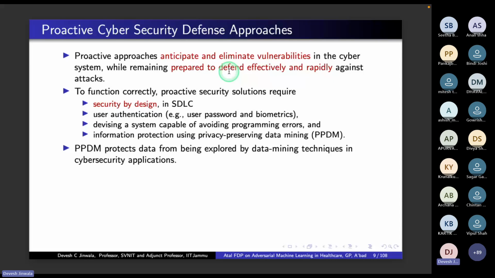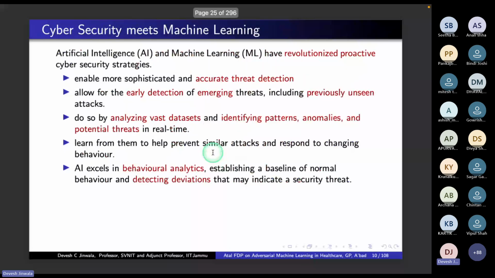And therefore we need to use security, we need to use machine learning when devising security mechanisms. And that is largely based on privacy preserving data mining approaches, which centers around investigating data patterns, looking at data, and then based on that, anticipating how a system could be attacked. So that's where, as I said, artificial intelligence or machine learning come into the picture, and they have revolutionized the proactive cyber security strategies.